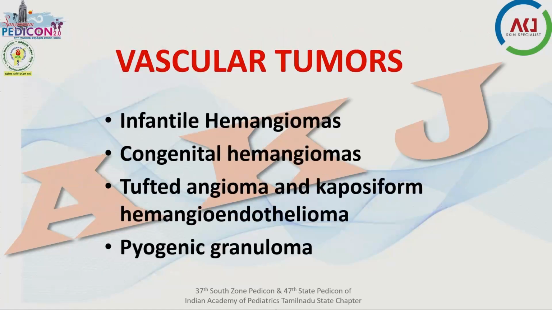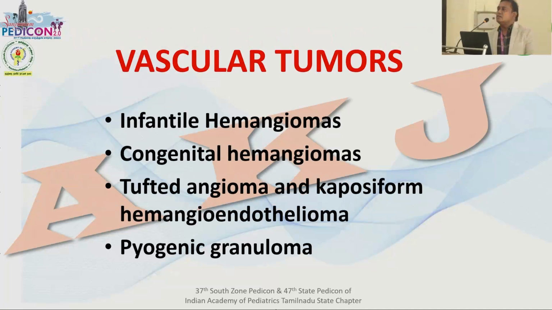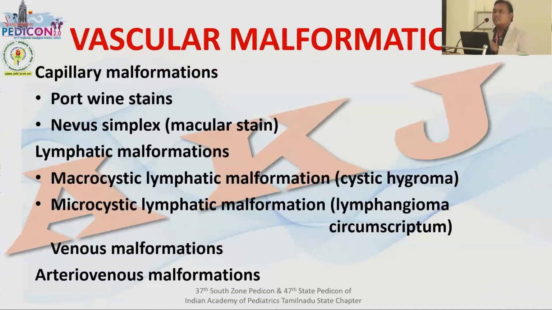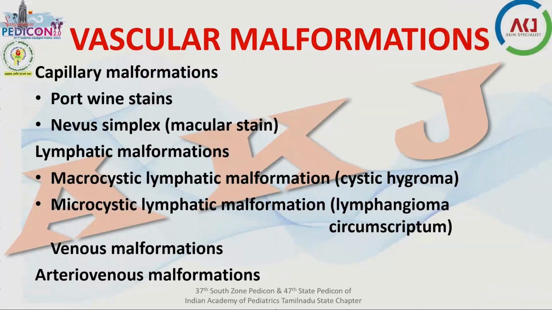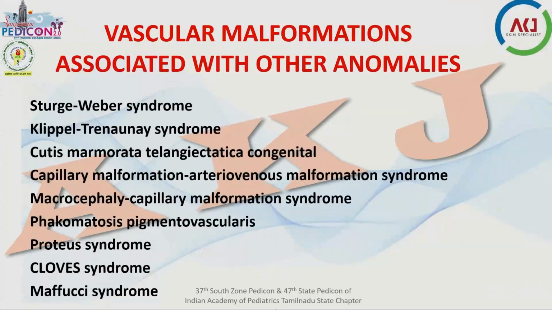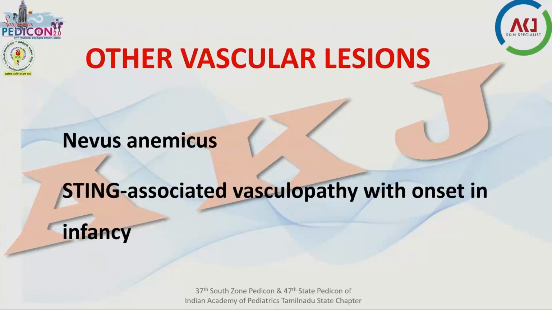One is vascular tumor, where we can make use of drugs, we can use lasers, we can use pulse dye and beta blocker concurrently for a faster efficacy. But in vascular malformation, drugs cannot have any effect. These are the vascular malformation different types.